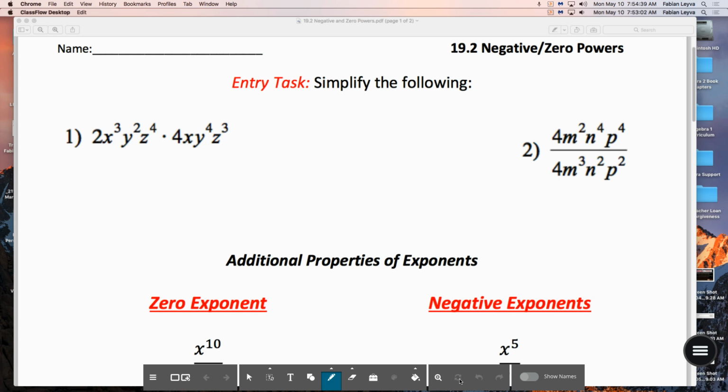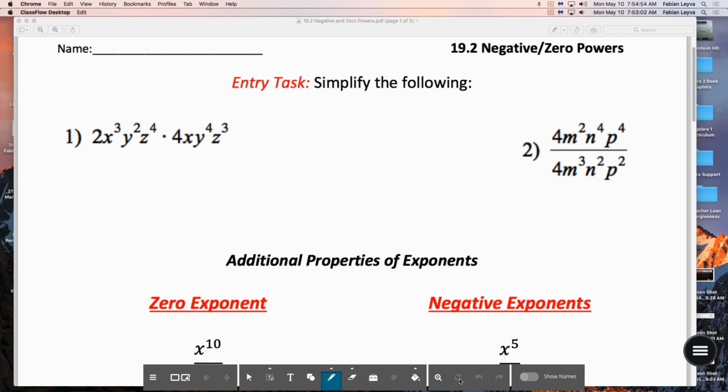Alright guys, so keep in mind that your entry task for today says to simplify the following. Now when you hear that word simplify, it's literally telling you just to make whatever problem you have look simpler. You're not solving for anything, you're just simplifying, trying to make it look a little bit more concise.